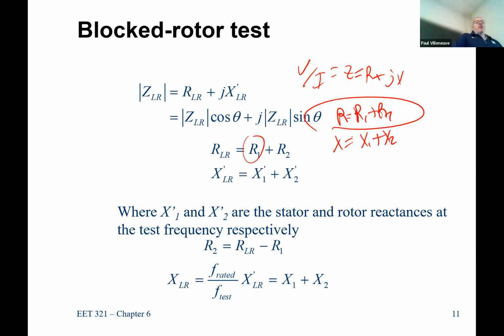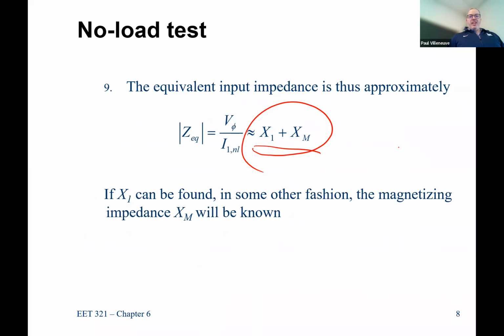One equation has R1 plus R2. I got this value from the DC test. Now I can solve for R2. I have this equation, one equation, but two unknowns. And then in the previous case, I had one equation and two unknowns. So I don't have enough.